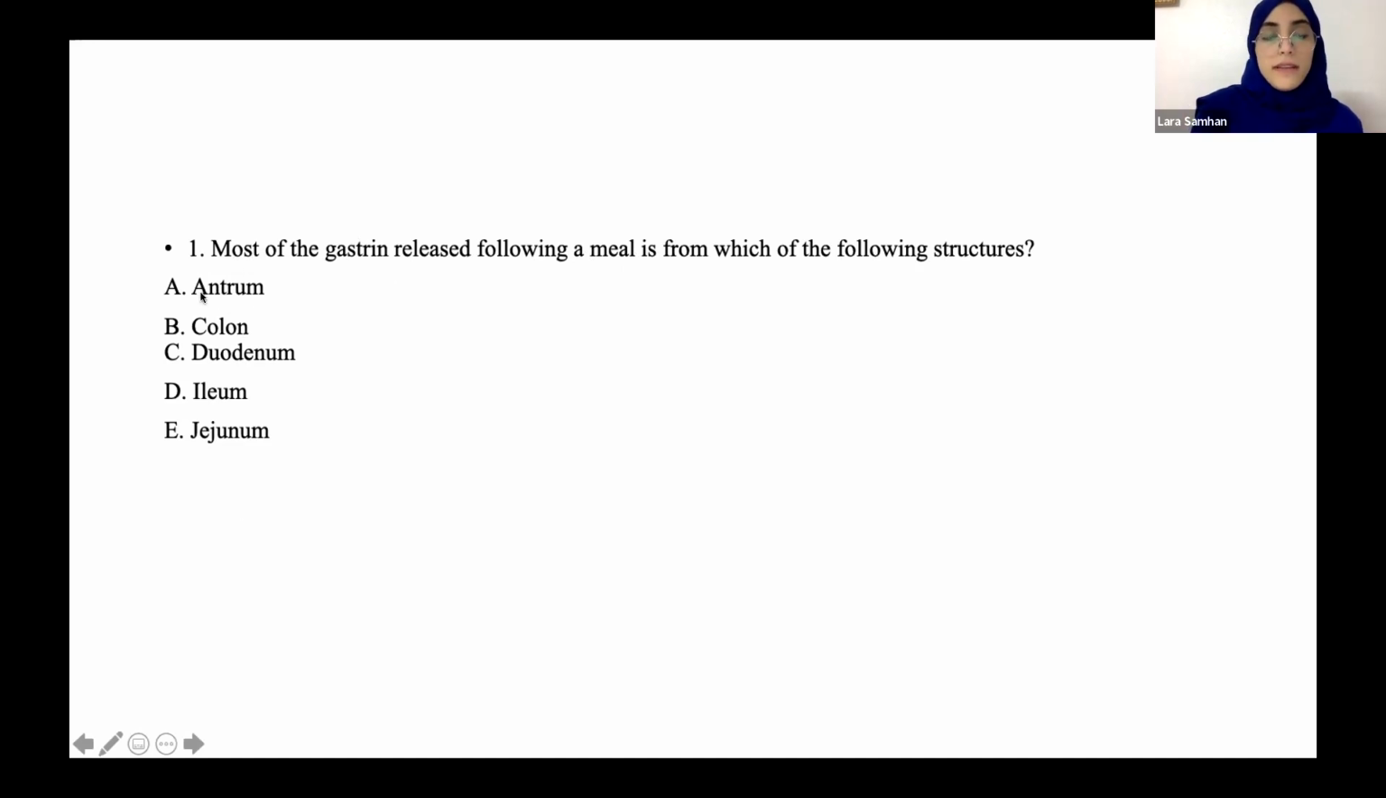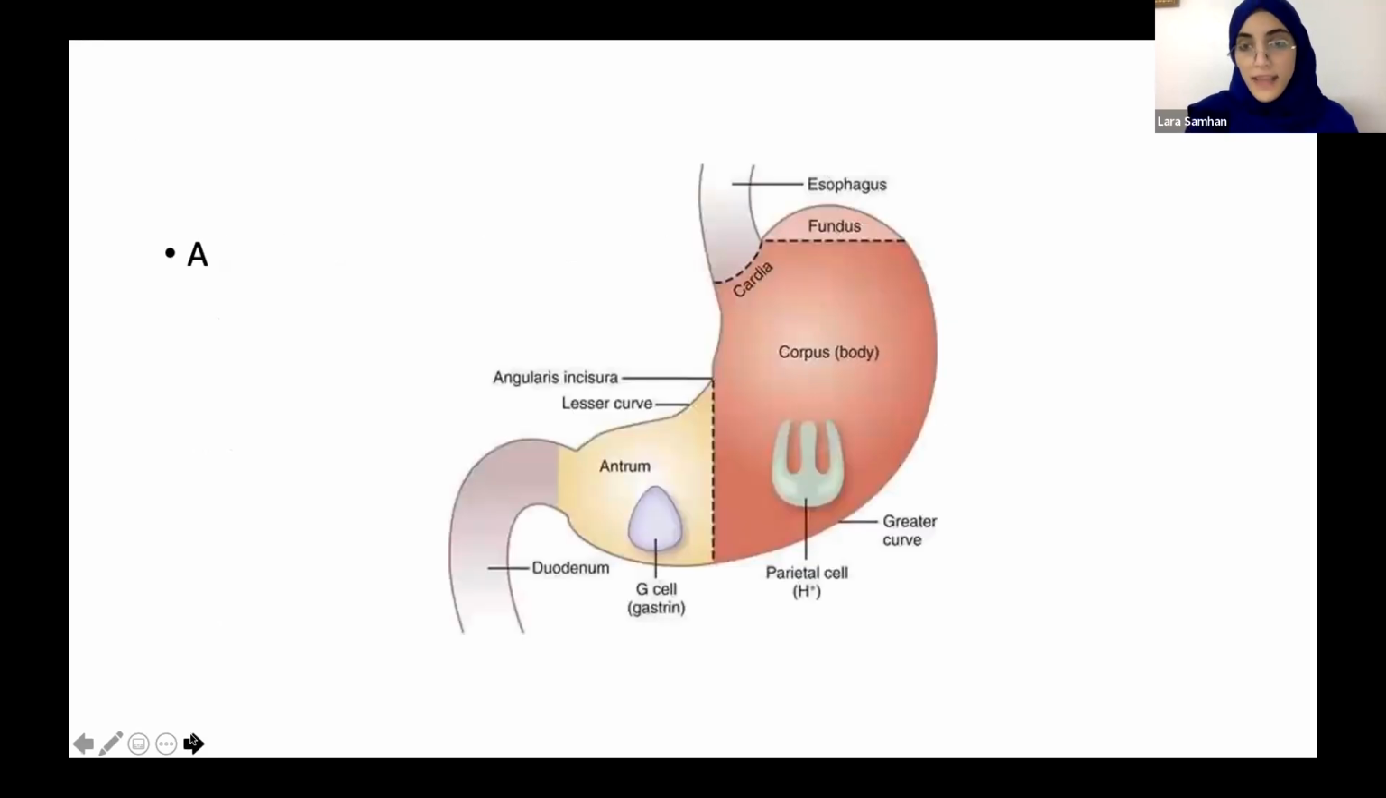So basically, the choices are antrum, colon, duodenum, jejunum, and ileum. As we know, duodenum, jejunum, and ileum are parts of the small intestine, starting off with the duodenum, jejunum, and then ileum. After the small intestine, we have the colon. And before all of those, in the stomach, we have the antrum. So as you guys kindly said, mashallah, the correct answer is A, which is antrum.